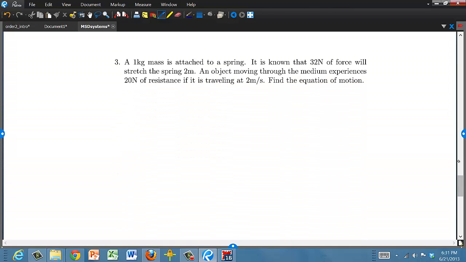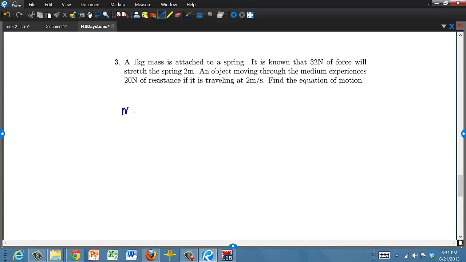Take a look at one more. You have a 1 kilogram mass attached to a spring. 32 newtons of force will stretch the spring 2 meters, and an object moving through the medium experiences 20 newtons of resistance if it's traveling at 2 meters per second. Find the equation of motion.